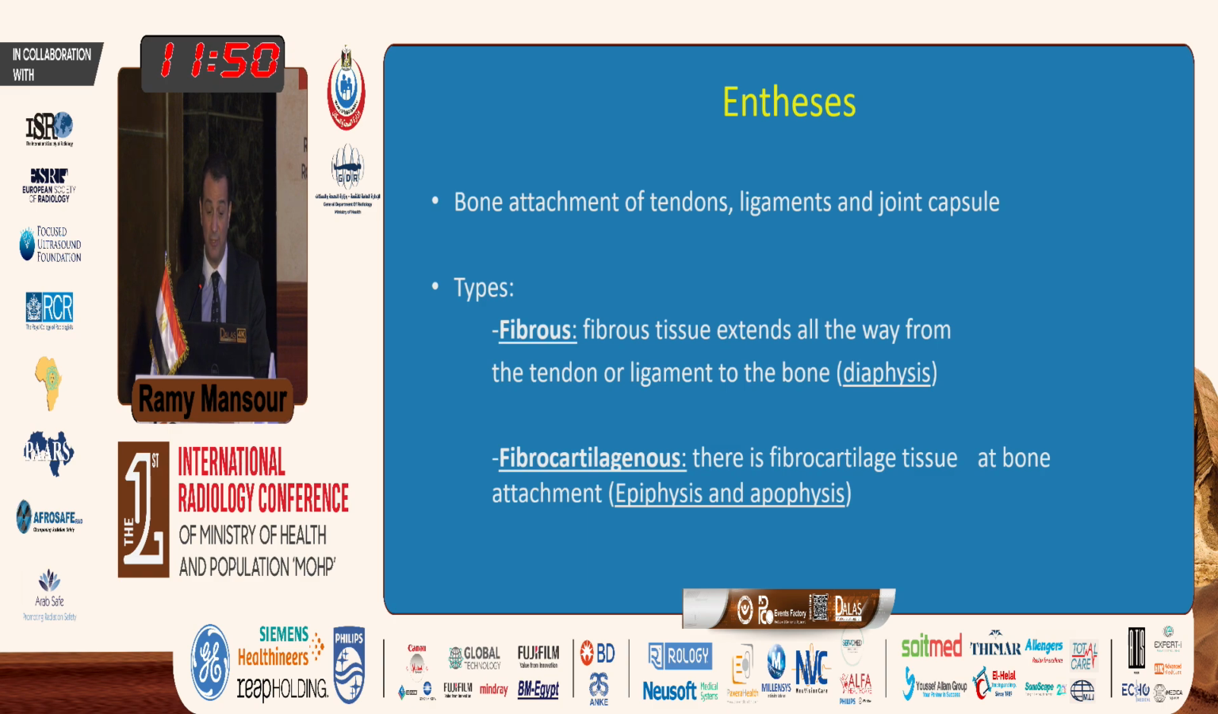by enthesopathy or enthesitis. The enthesis, as an anatomical structure, is the attachment of a tendon, ligament, or joint capsule into the bone. There are two types of enthesis: the fibrous one and the fibrocartilaginous one. Seronegative arthropathy involves only the fibrocartilaginous enthesis. Whenever the tendon, ligament, or capsule inserts in the epiphysis or metaphysis, by definition, this is a fibrocartilaginous enthesis.